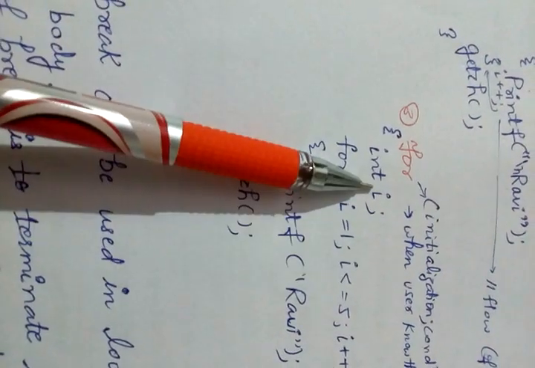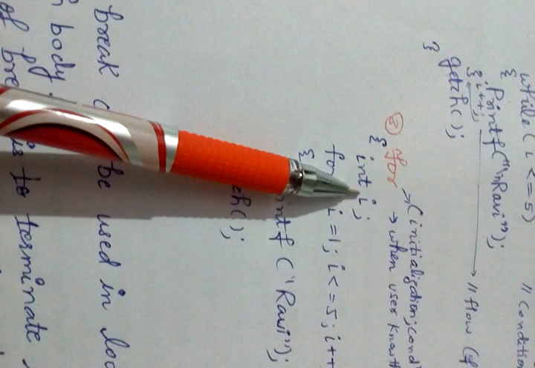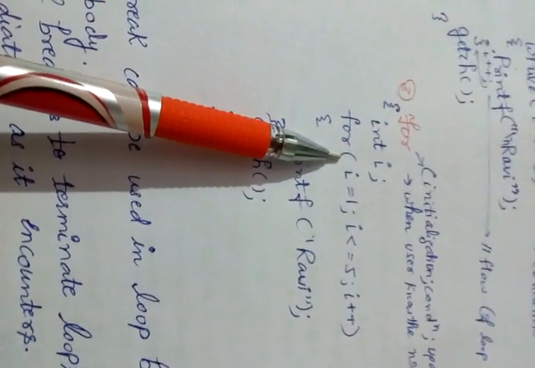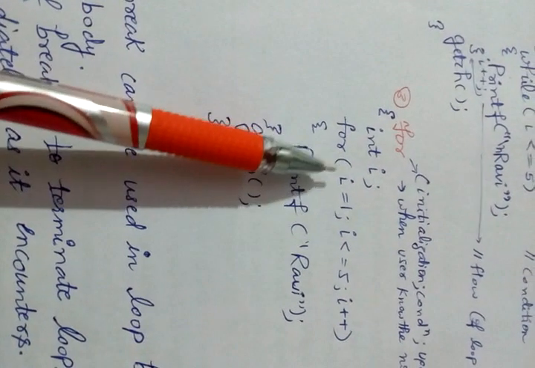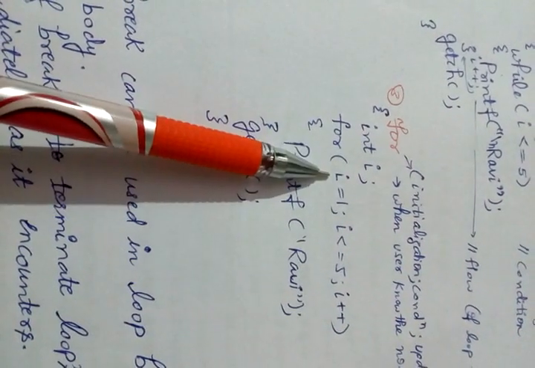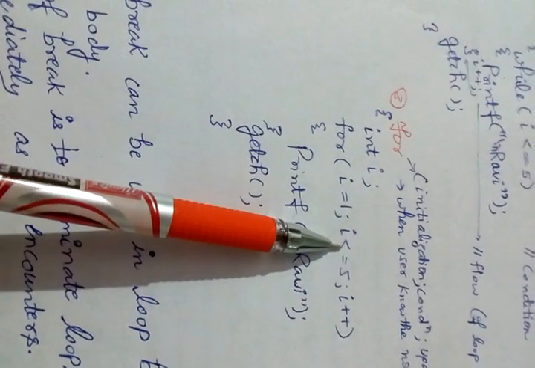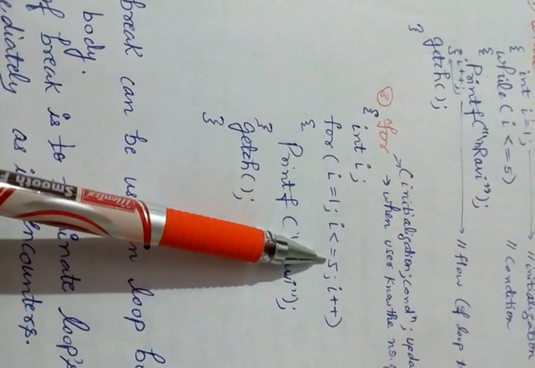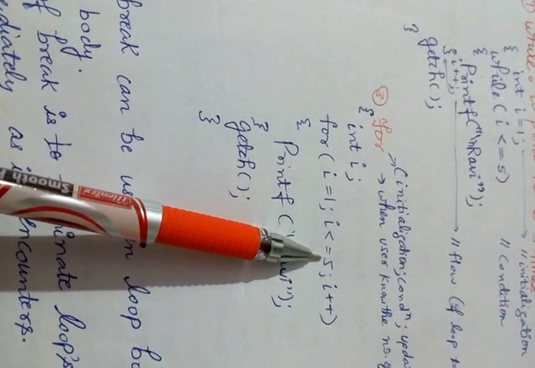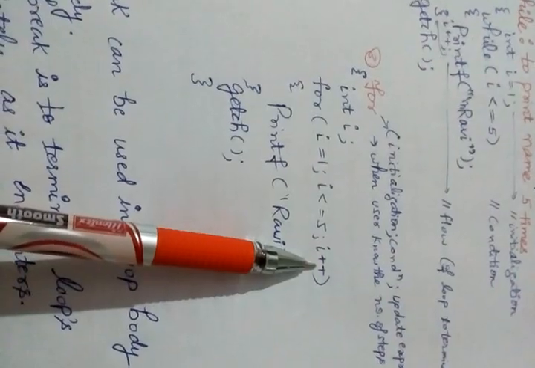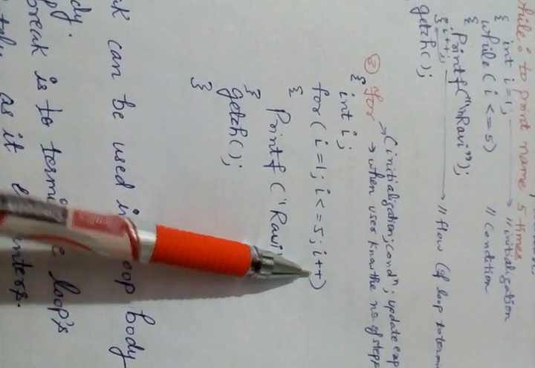I have taken a variable i as int data type, where I have to print a name up to 5 times. So first I have initialized i equals to 1, then I have given a condition up to 5, because I want to print the name 5 times, and then I have given the increment operator, or we can say the flow of the loop.